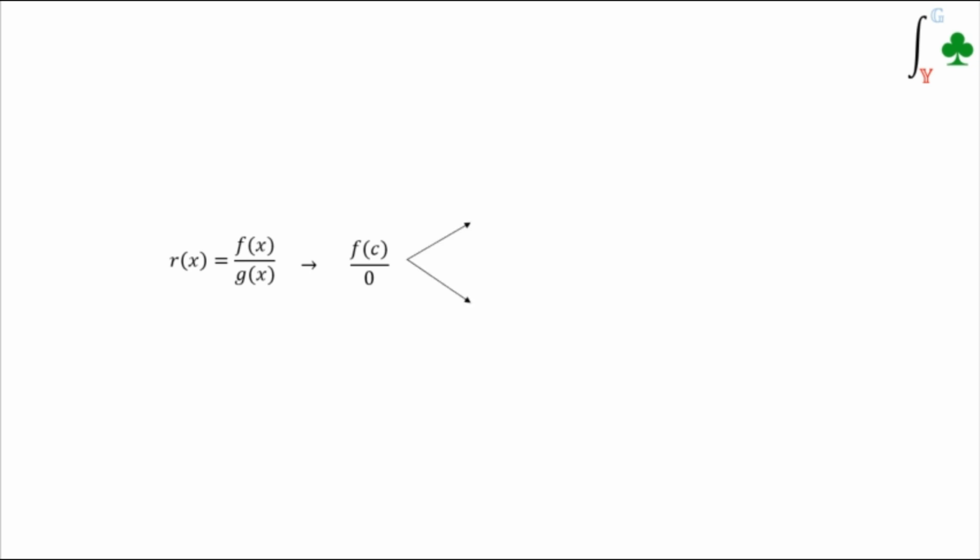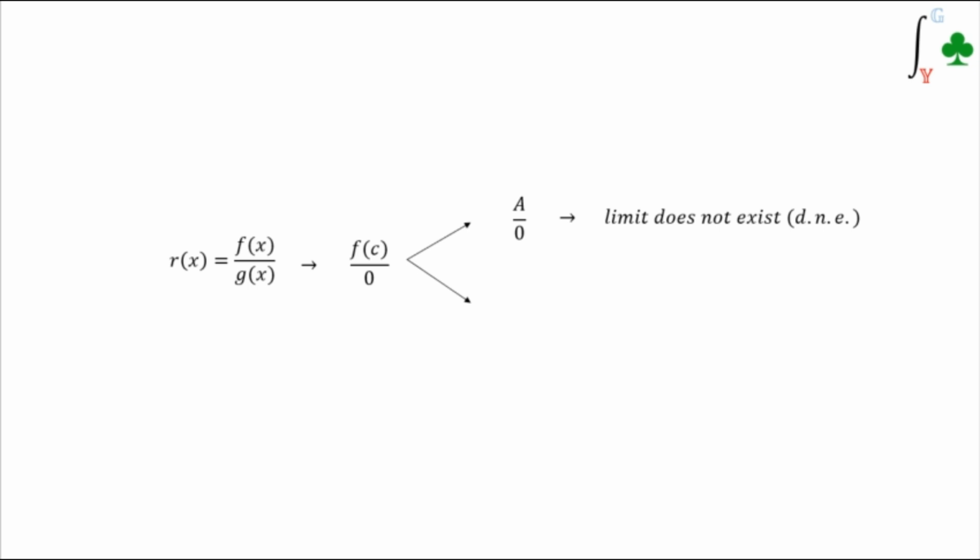First, the numerator yields a non-zero value, say a over 0, in which case the limit does not exist because it exhibits an unbounded behavior. Either the function tends to positive infinity or negative infinity, depending on the sign of a. But we will talk more about this in a separate video.